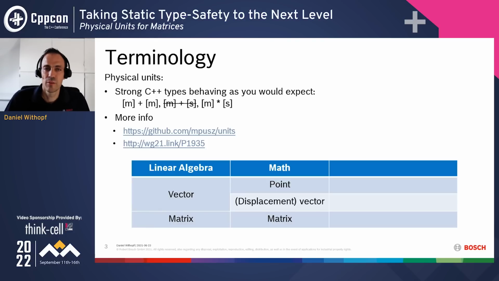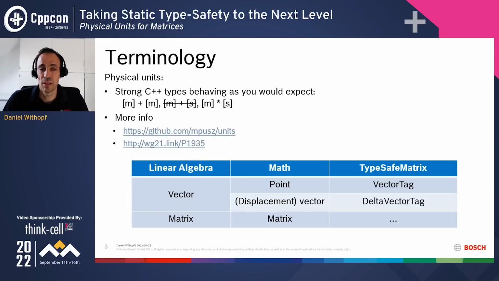In classical math, you have a point in a vector space, and there are also displacement vectors. Displacement vectors are the connection between 2 points in such a vector space. And of course, there are also matrices and different kinds of matrices, for example, covariance matrices, Jacobians, and a few other types. And in my library, TypeSafe Matrix, I also make that distinction between a point.